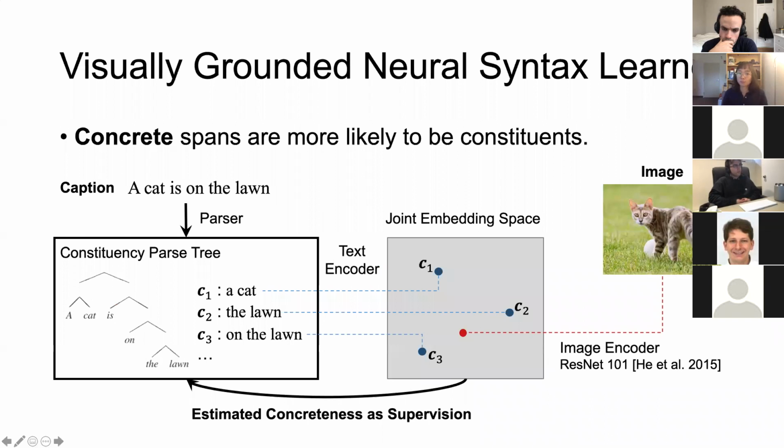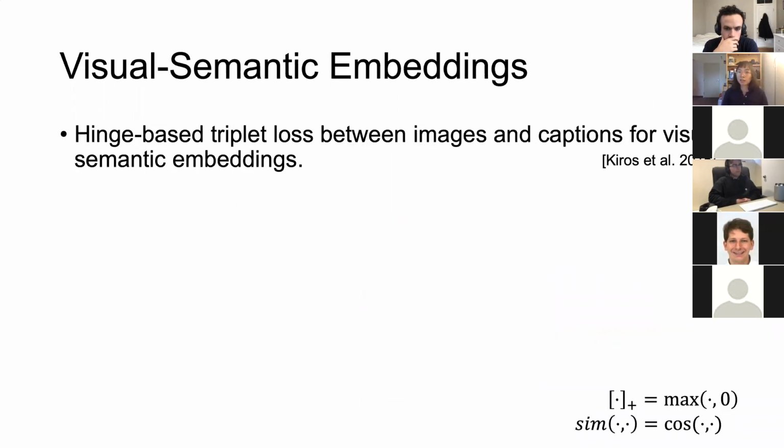Then we consider the contribution of the image. We will describe how we can build this joint embedding space and how this can facilitate the learning of the constituency parse tree. The idea is simple. We borrow the idea called Visual-Semantic Embeddings, which was proposed by Kiros et al. in 2015, which is to use a hinge-based triplet loss between images and captions for visual-semantic embedding.